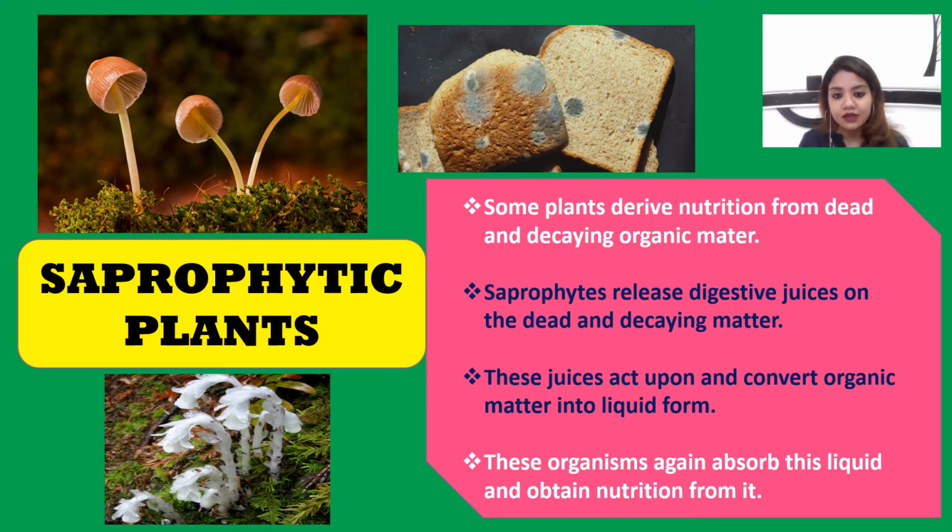So this is a very peculiar kind of nutrition. You can understand that they are releasing their digestive juices outside. So that is something very, very important that has to be kept in mind. Okay, while you're writing about saprophytic plants, suppose they want to feed on a particular matter, they release their digestive juices on that particular matter, which gets converted into liquid form. Okay, and then they absorb the nutrition from it. So this is the mode of nutrition seen in saprophytic plants.